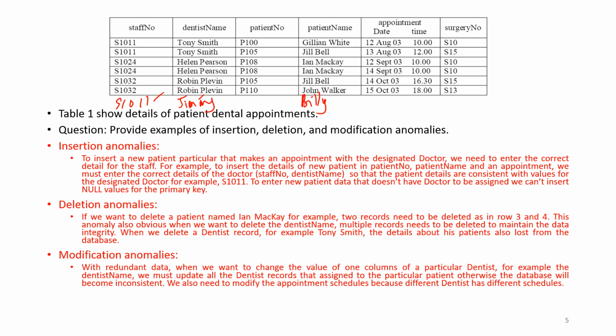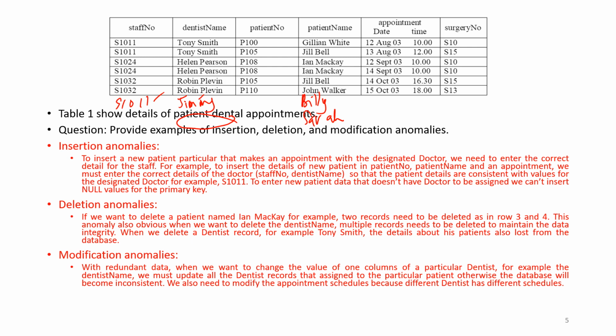To enter a new patient that doesn't have a doctor assigned, we cannot insert null values for the primary key. For example, you have a new patient to be inserted, Sarah, but you do not know the dentist name. You are a staff member, clerk or nurse. So you cannot insert the patient name without knowing the dentist name, because it would be null. This shows the insertion anomalies.